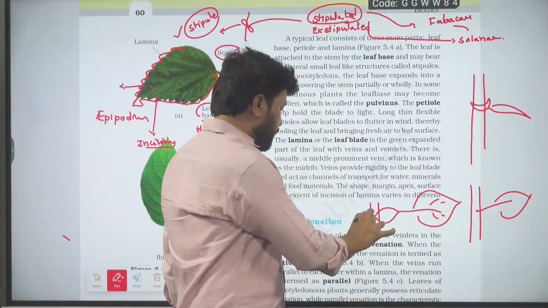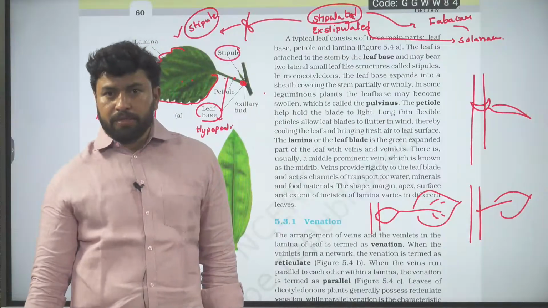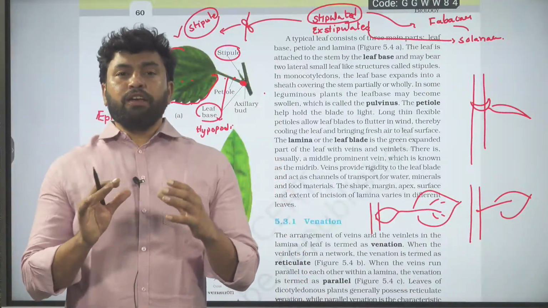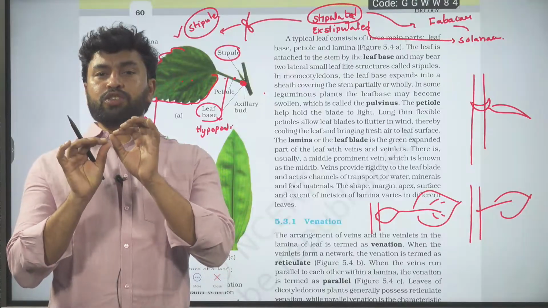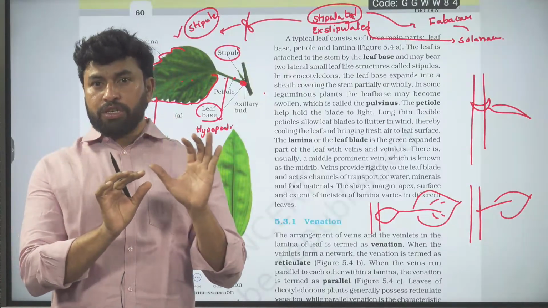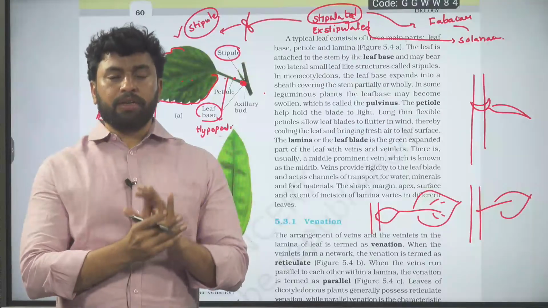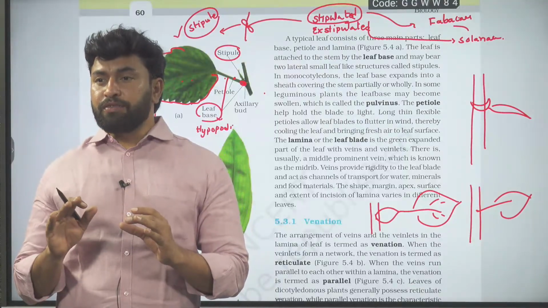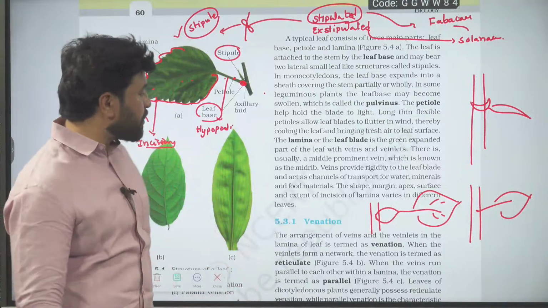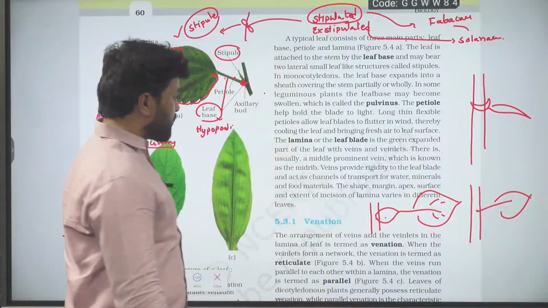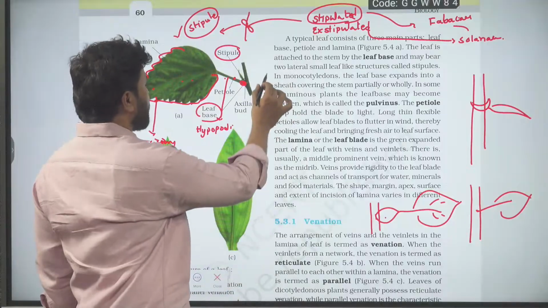Pulvinous leaf base is a characteristic feature of the Fabaceae family. Very, very important. In Leguminaceae or Fabaceae members, they have a leaf base that is a little swollen at the attachment portion of the leaf base to the stem. Such kinds of leaf bases are called pulvinous leaf bases. Pulvinous leaf bases are a characteristic feature of Fabaceae members. Is it okay? This is the introduction.